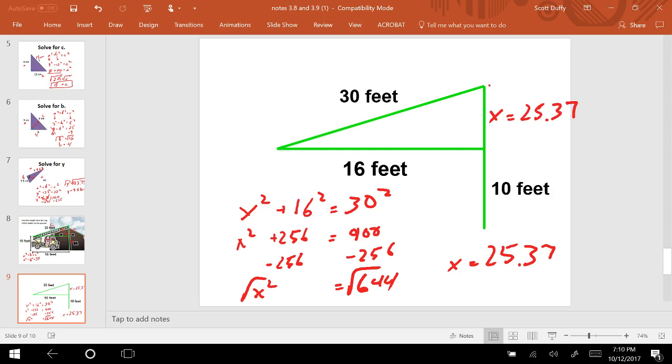Now, if I want to find the whole length, I need to add that 10 feet on to the 25.37, and I get the whole length or height of 35.37 feet.